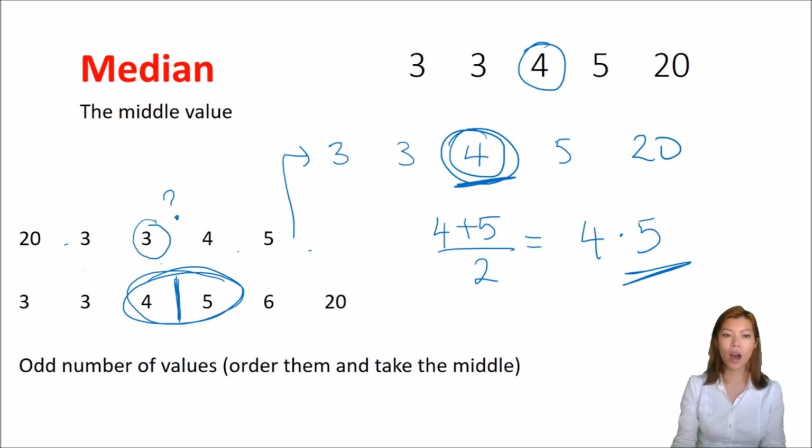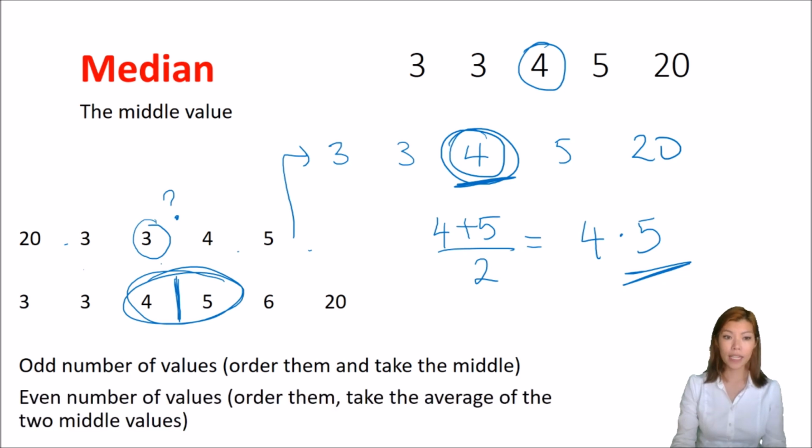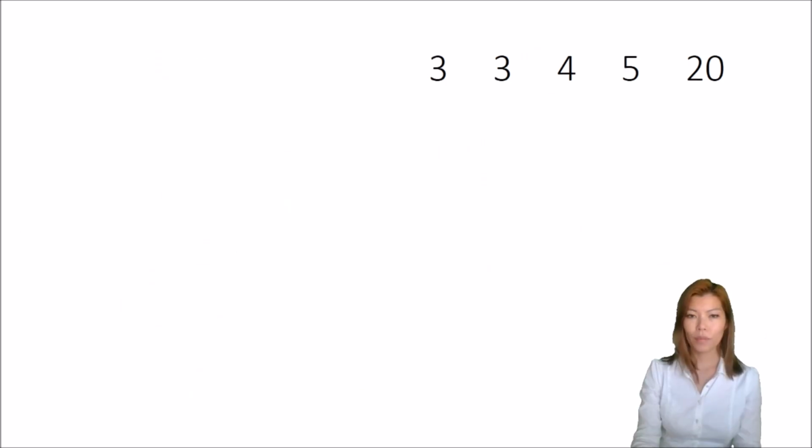So to recap, with an odd number of values, order them first and then take the middle value. And with an even number of values, order them first and then take the average of the 2 middle values. What else can we do?